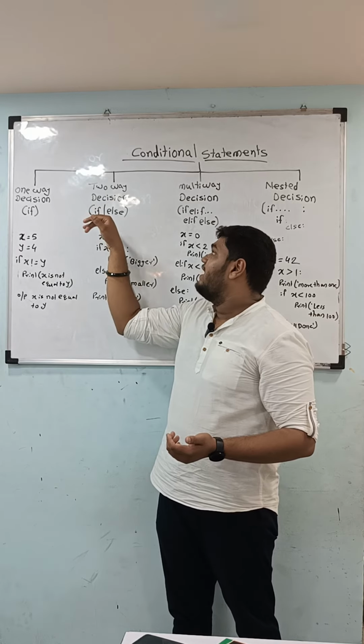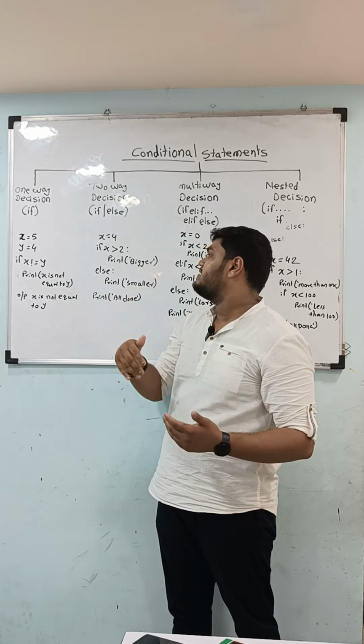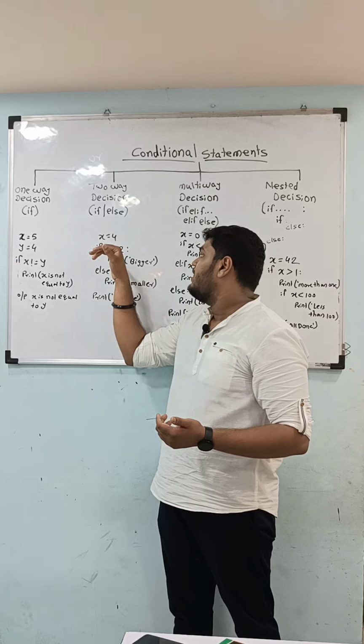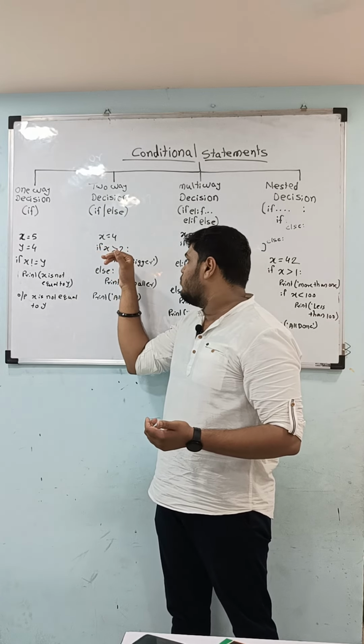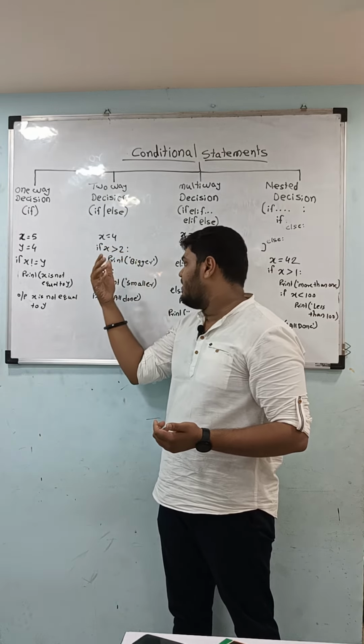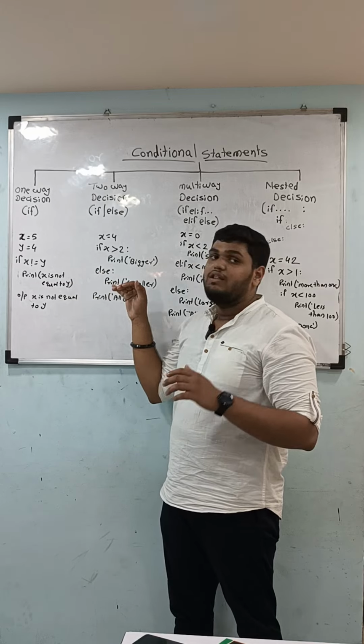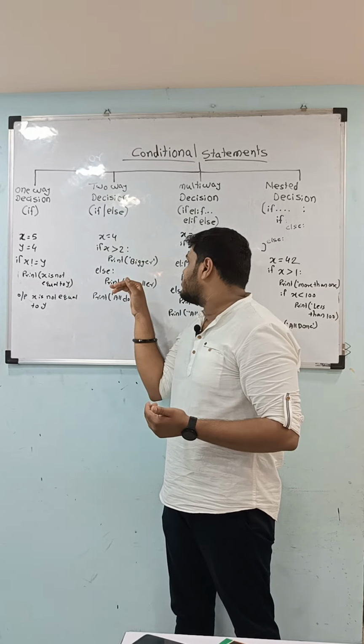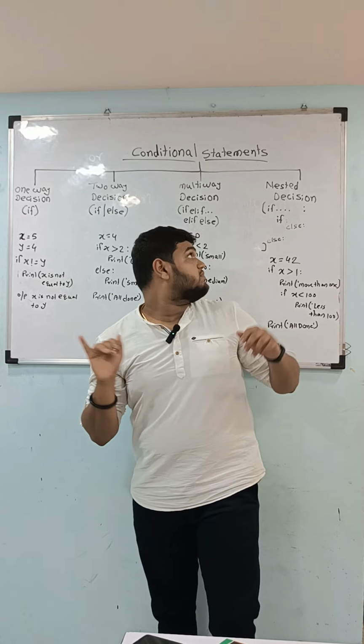Two-way decision, we get if and else. For example, if we get x equal to 4, if x is smaller than 2, then we print bigger, or if we get the else condition, we print smaller. The output is bigger or smaller.